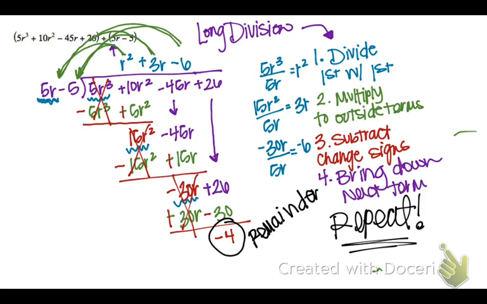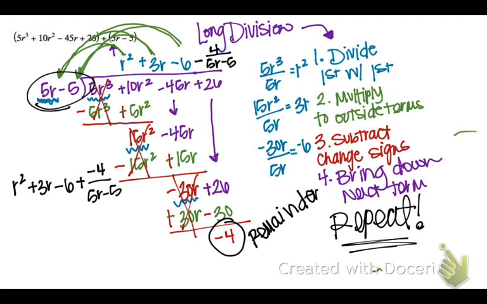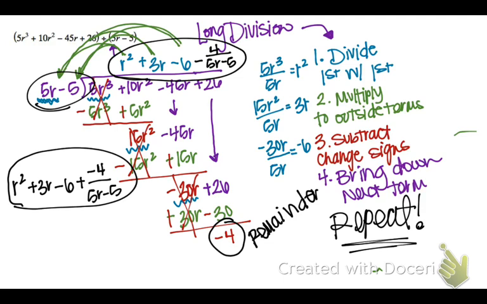And we can always just write the remainder over what we were dividing by. So you can either write it as minus 4 over 5r minus 5. Or you could write it as, here, I'll write it down here, r squared plus 3r minus 6, and you could do plus negative 4 over 5r minus 5. Both of these answers are completely right. They say the same thing. Okay? So there will definitely be a problem like that. You will have to write these steps.